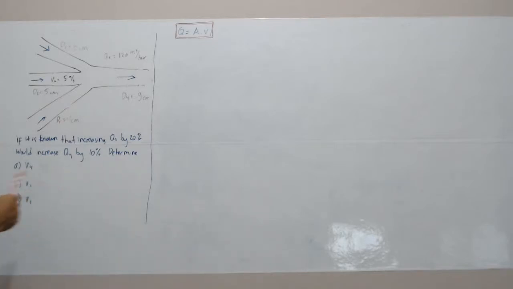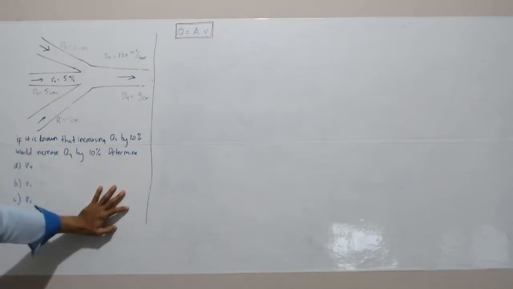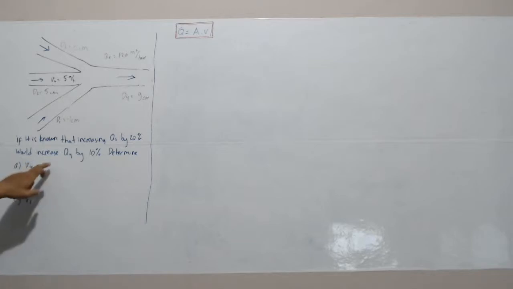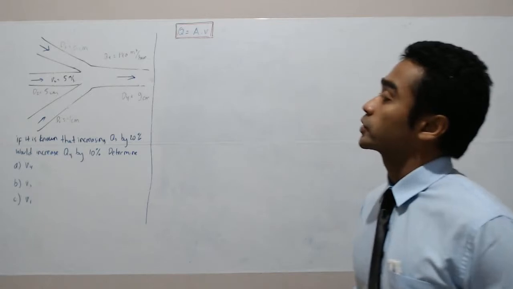Now the extra information says that it is known that increasing Q3 by 20% would increase Q4 by 10%. So determine A, V4, the velocity of the fourth pipe. The second question is the velocity of the third pipe. And the last question is the velocity of the first pipe. Now let's start with the first question.